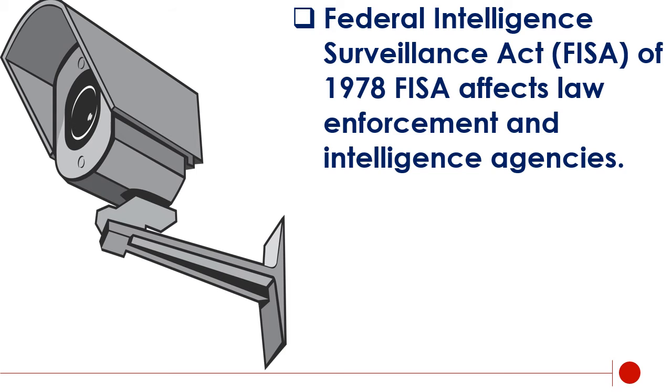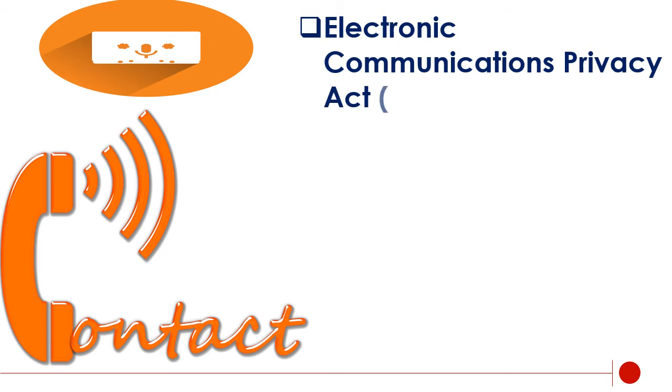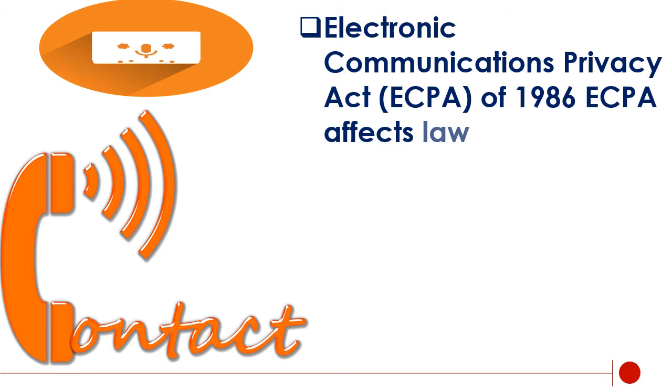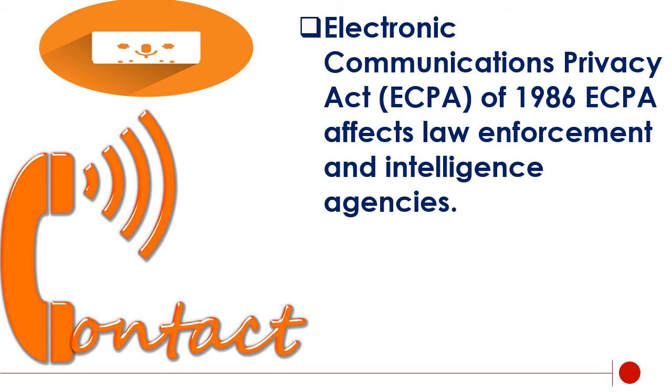Act of 2015. Electronic Communications Privacy Act, ECPA, of 1986. ECPA affects law enforcement and intelligence agencies. It extended government restrictions on wiretaps from telephone calls to include transmissions of electronic data by computer and prohibited access to stored electronic communications. It was amended by the Communications Assistance for Law Enforcement Act, CALEA, of 1994, the USA Patriot Act of 2001, and the FISA Amendments Act of 2008.